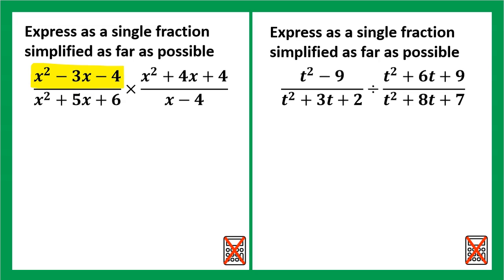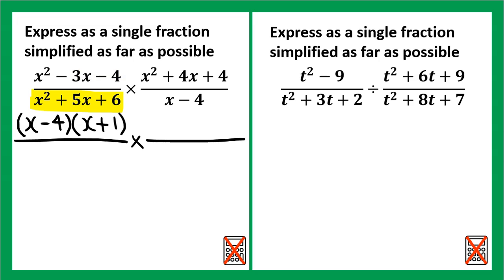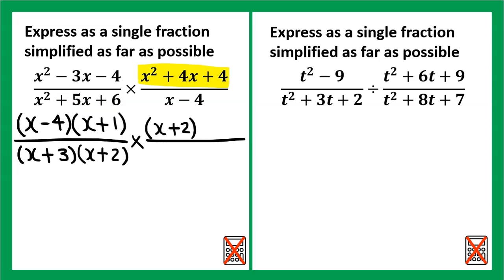So for the first quadratic we have here, we're looking for numbers that multiply to give us -4 and add to give us -3. That would be x minus 4 and x plus 1. For the denominator, numbers multiplying to make 6 and adding to make 5, x plus 3 and x plus 2. This one would be x plus 2 bracket x plus 2, and this one at the bottom cannot be factorised, so it remains as x minus 4.